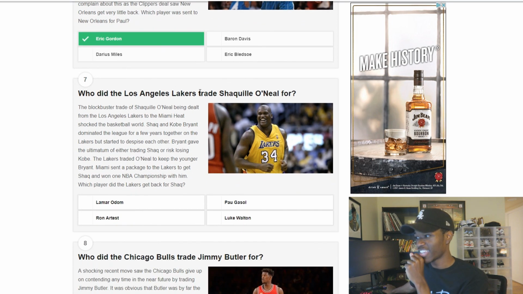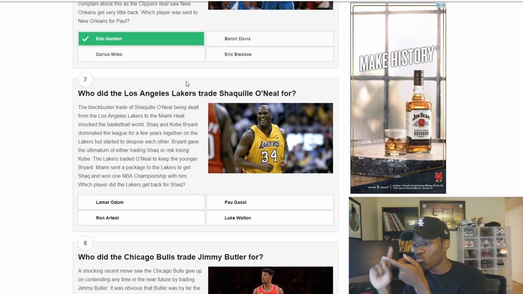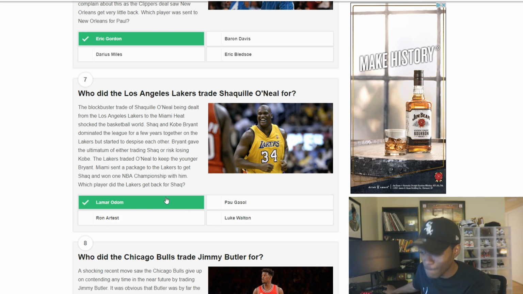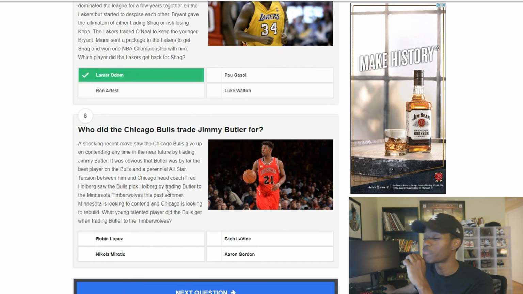Who did the Los Angeles Lakers trade Shaq for? Wow, okay. Again, you got to think about this logically. Ron Artest makes no sense. Powell makes no sense. So it's between Luke Walton and Lamar Odom. And I'm going to be honest with y'all, I'm sure Luke Walton didn't have that much trade value. So I'm going to go Lamar. There we go. Get well soon, Lamar.